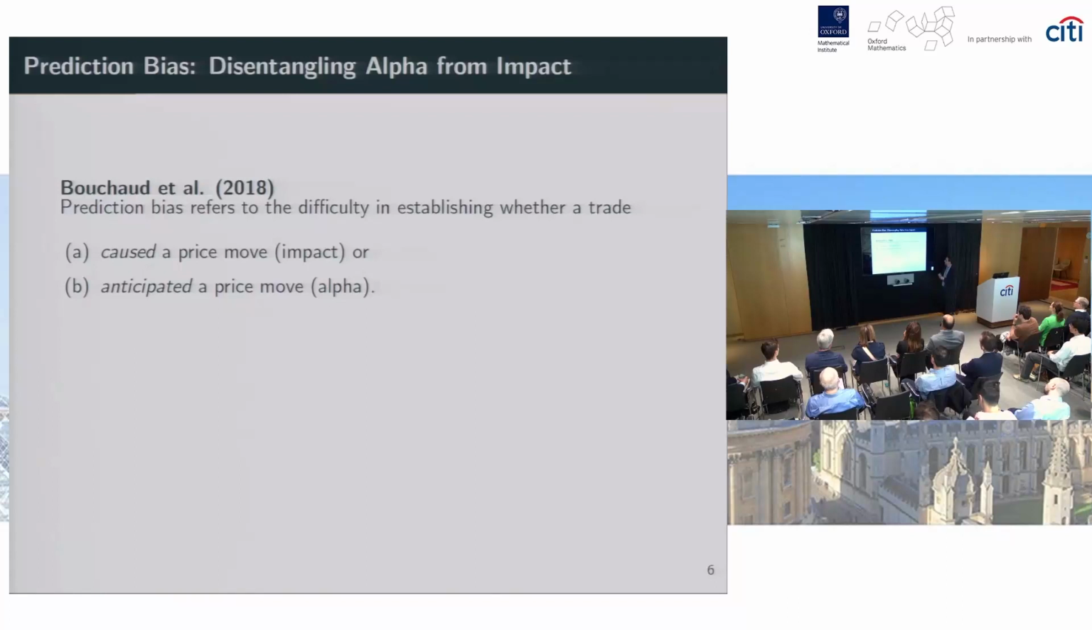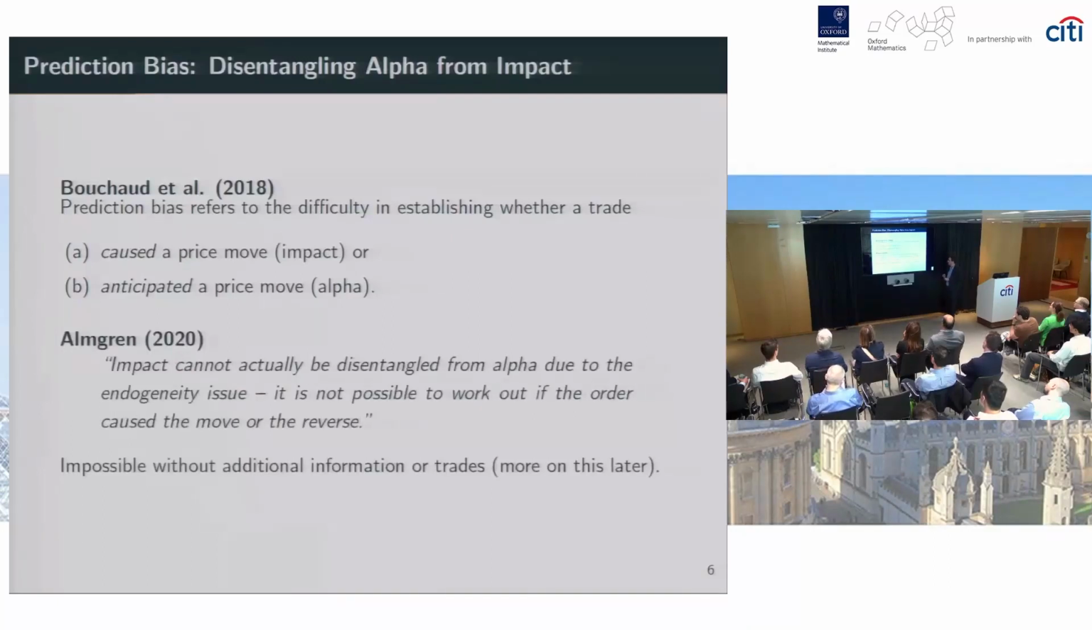Jean-Philippe Bouchot gave a name to this problem. He called it prediction bias, and he phrases it as the difficulty in establishing whether a trade causes a price move or anticipates a price move. I'm going to instead quote Rob Almgren, seminal work in price impact in 2001, and also co-founder of Quantitative Brokers. So he understands these things reasonably well. And so he stated, impact cannot actually be disentangled from alpha due to the endogeneity issue. It is not possible to work out if the order caused the move or the reverse.